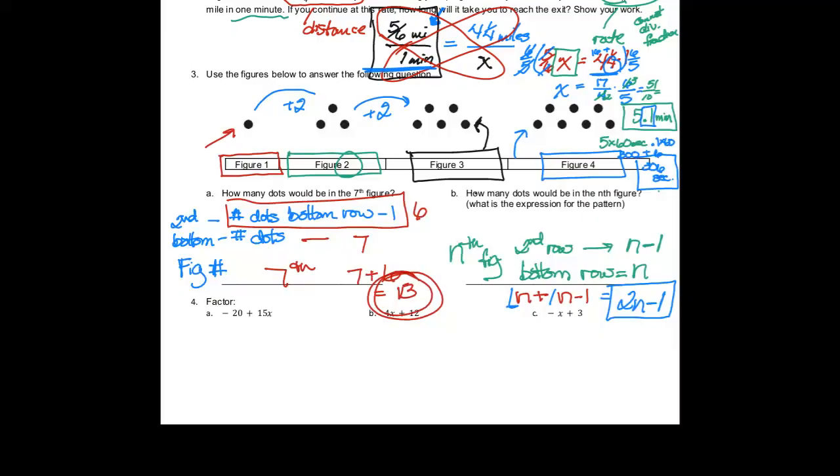What questions do you still have about that? Just boggles your mind. I can tell you guys are like, hmm. If I said figure y, how many dots would be on the bottom level? According to this pattern, it would be y. And the row above it would be y minus 1. You add these two together and it gives you 2y minus 1. Okay?